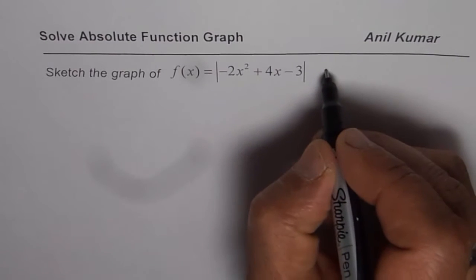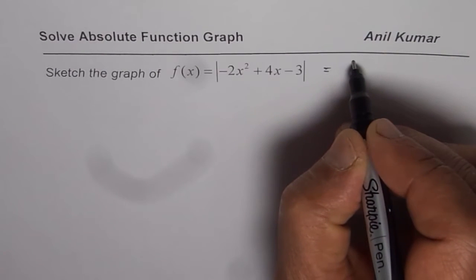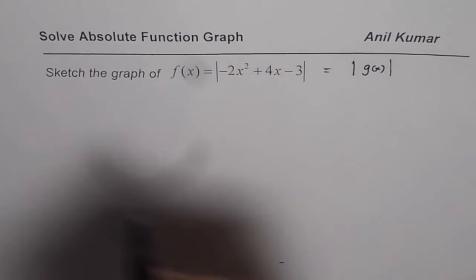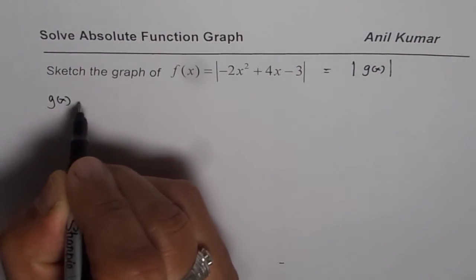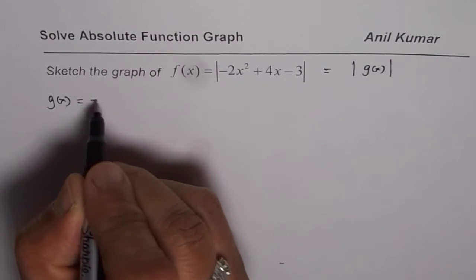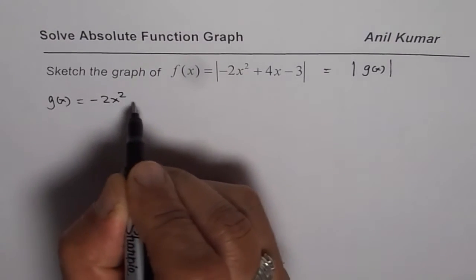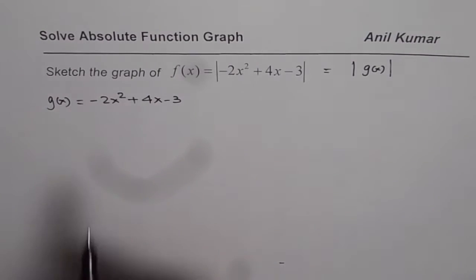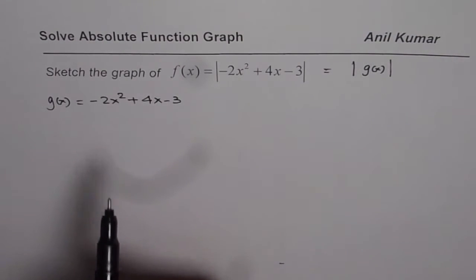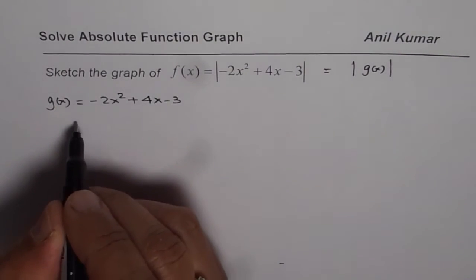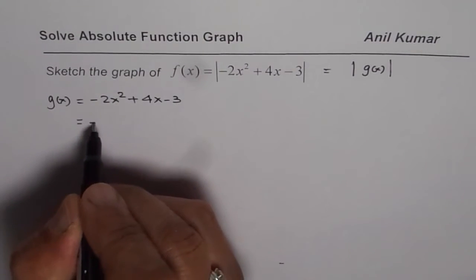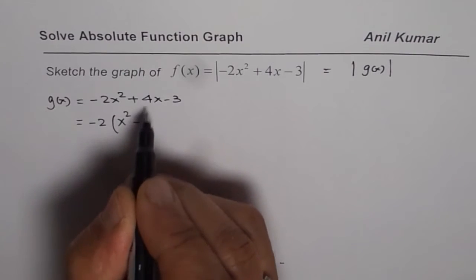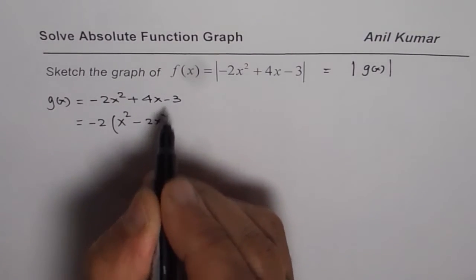So let us consider this function as f of x equals the absolute value of g of x, where g of x is equal to the quadratic equation minus 2x squared plus 4x minus 3. To sketch the graph of this parabola, let's find the vertex and write it in vertex form. So I'll take minus 2 common. So we have x squared minus 2x minus 3.